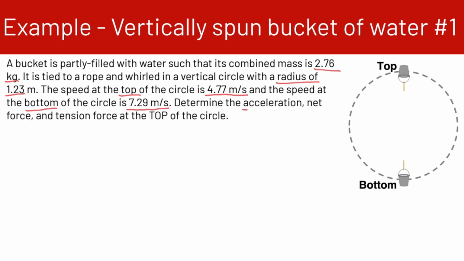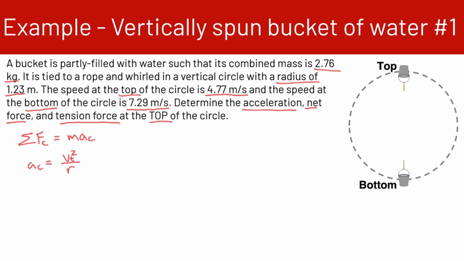We want to know the acceleration, the net force, and the tension force at the top of the circle. Okay, so let's look at our equations here. We have the sum of forces for centripetal force is equal to mass times the centripetal acceleration. And centripetal acceleration is equal to velocity squared over the radius. The velocity squared, that's the tangential velocity.